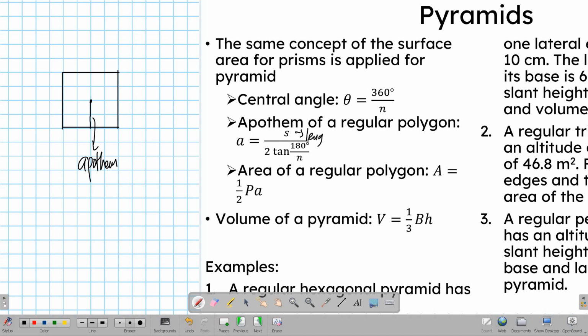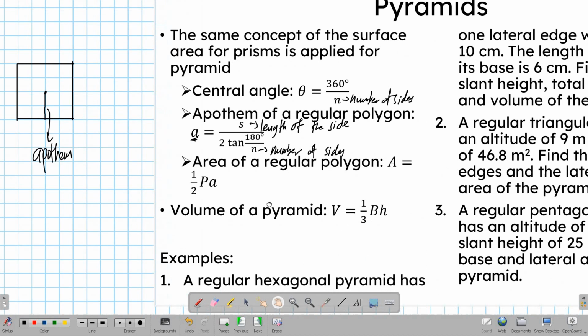S stands for the length of the side of the polygonal base, while n is the number of sides. The area of a polygon can be computed by 1/2 times the perimeter times the length of the apothem. That's one other reason why we need the apothem. Further, the volume of a pyramid is 1/3 the area of the base times the height, or 1/3 the volume of a prism. We don't have the time to show it here, but it can be shown that the volume of a pyramid is indeed 1/3 the volume of a prism.